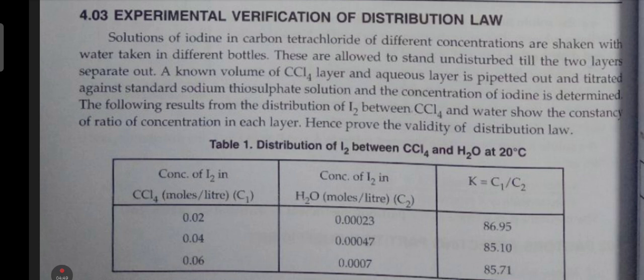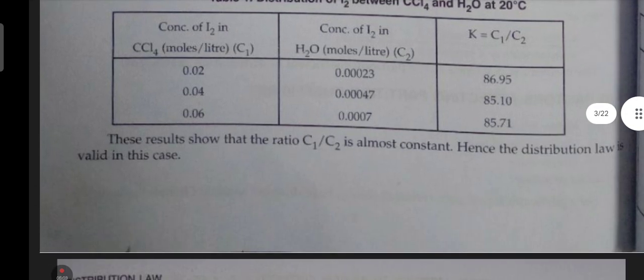The following results from the distribution of I2 between CCl4 and water show the constancy of ratio in the concentration of each layer. Hence, they prove the validity of the distribution law.